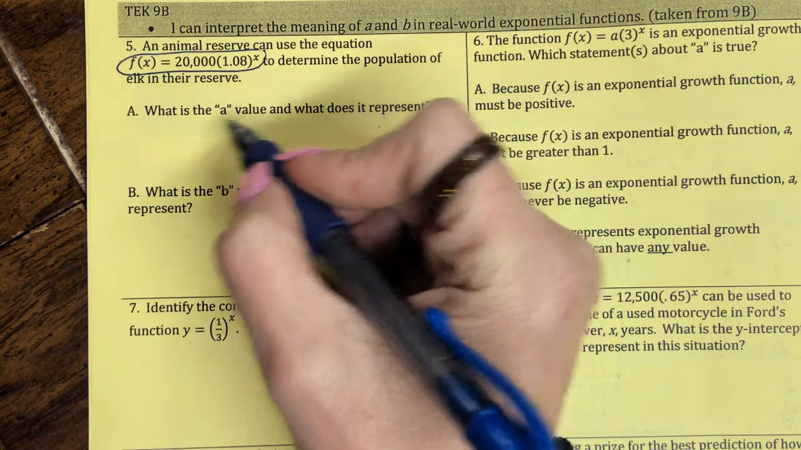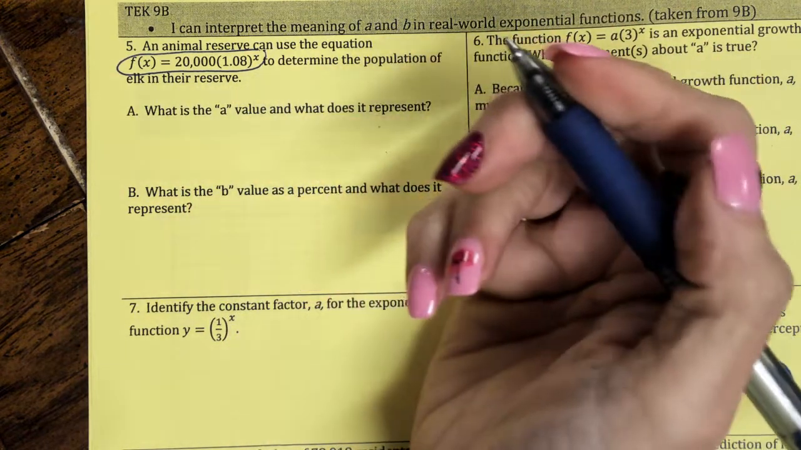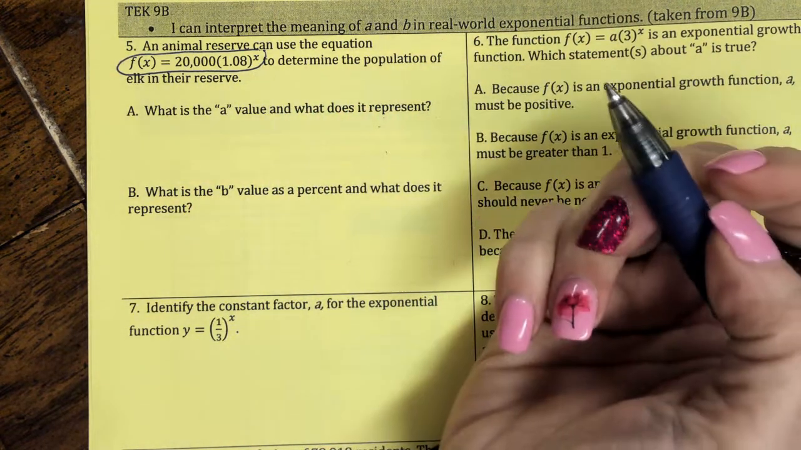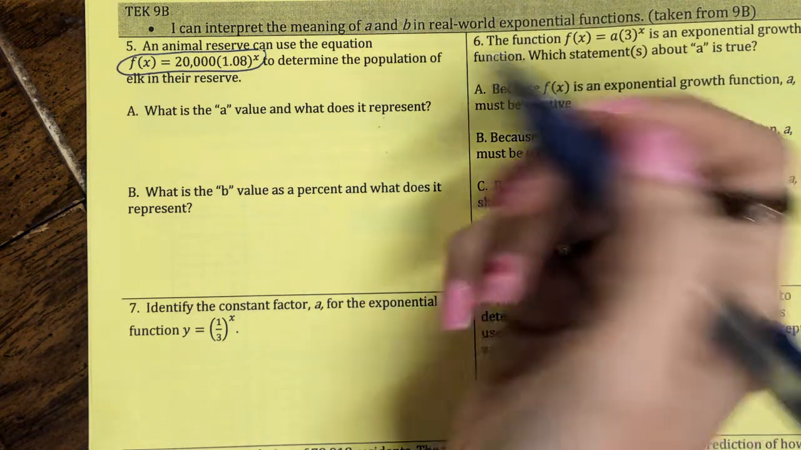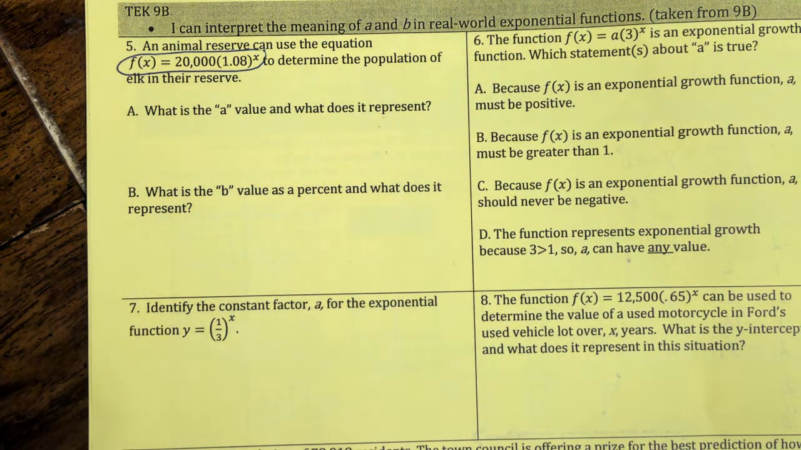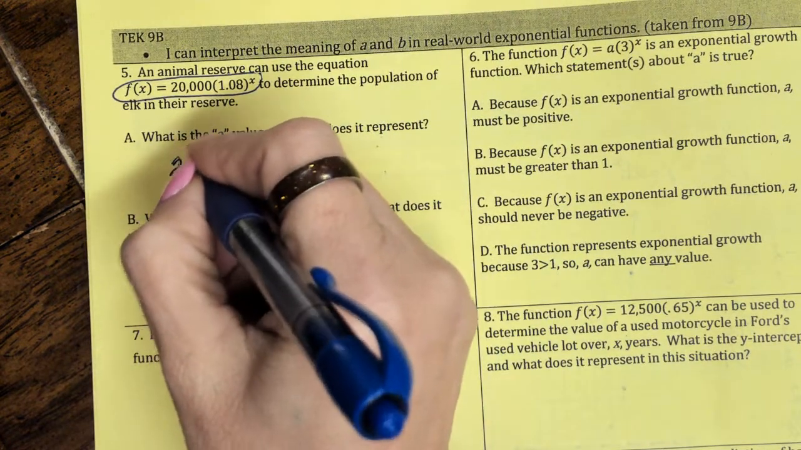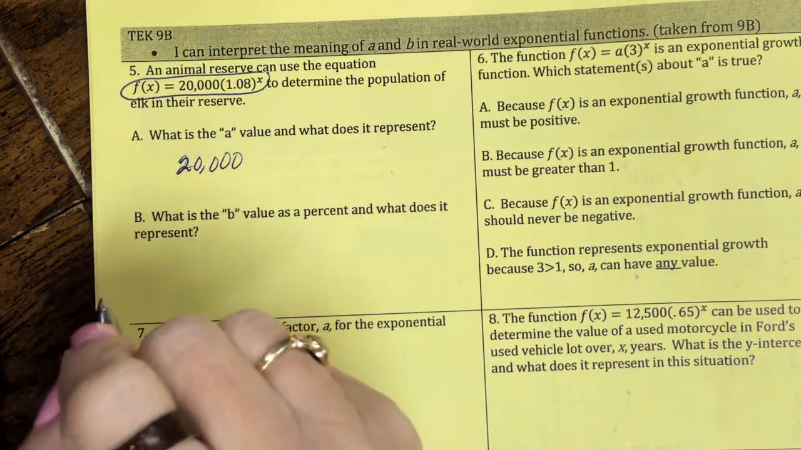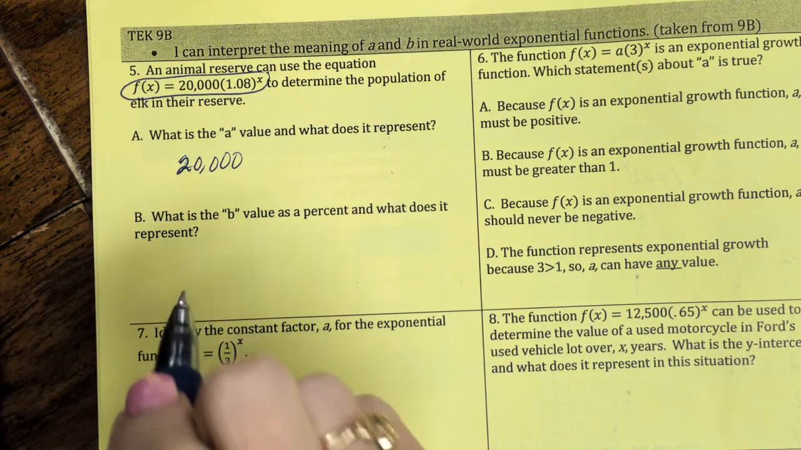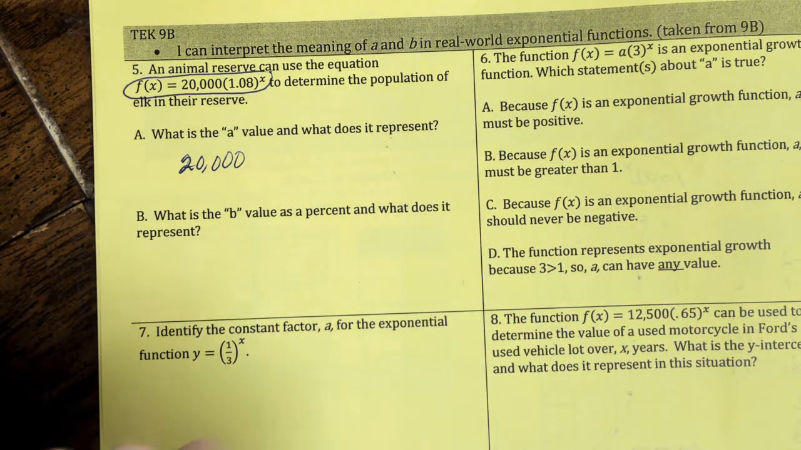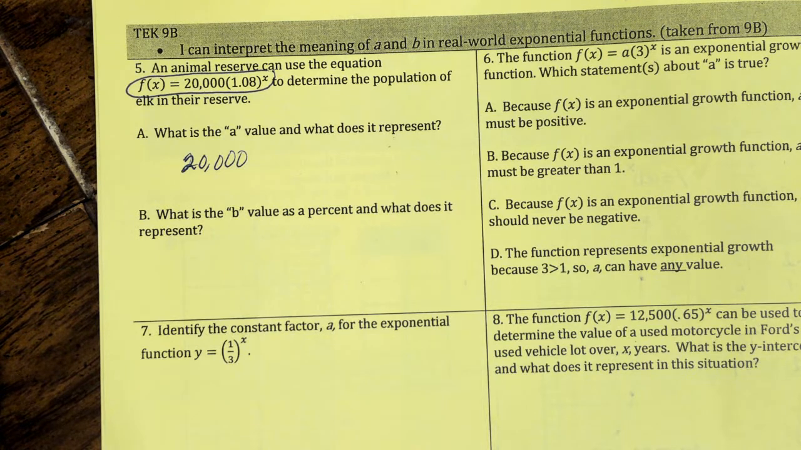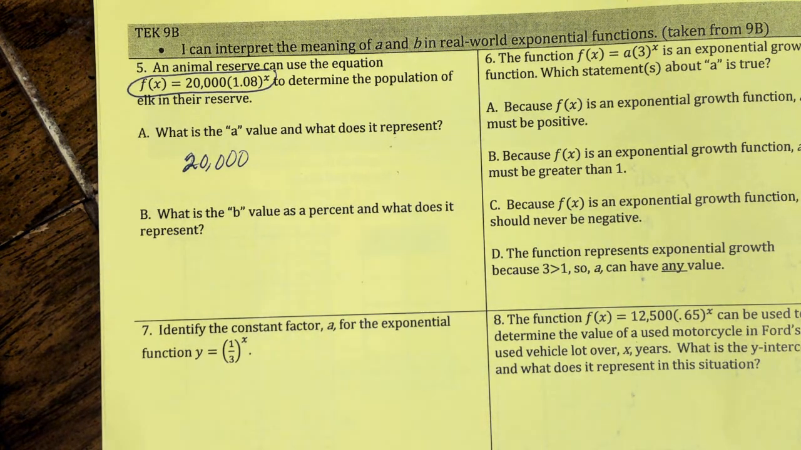This is going to determine the population of elk. I think on your test, I'm going to tell you moose. What is the A value, and what does it represent? Well, I have asked you this over and over. A is the Y-intercept. It's the starting amount. In this situation, the A value is 20,000. And what does it represent? How many elk you have on day 1, or how many elk are currently in the reservation. However you want to word it. It's the number of elk at a certain time.